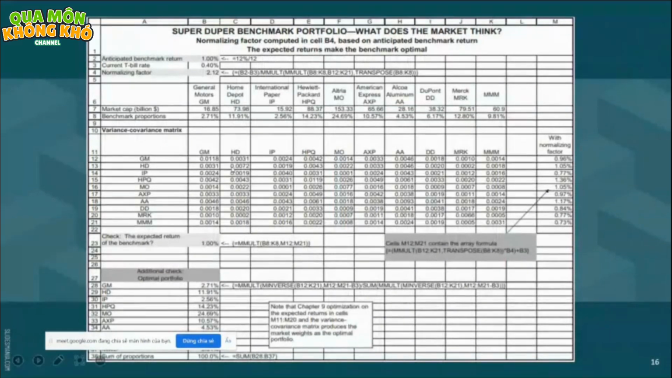So here we will check again with the T-bill rate, the risk-free rate of 0.4, and this expected return. You can see that it is the same as the anticipated benchmark return, and also the additional check: the optimal portfolio is equal to the benchmark proportions in here.